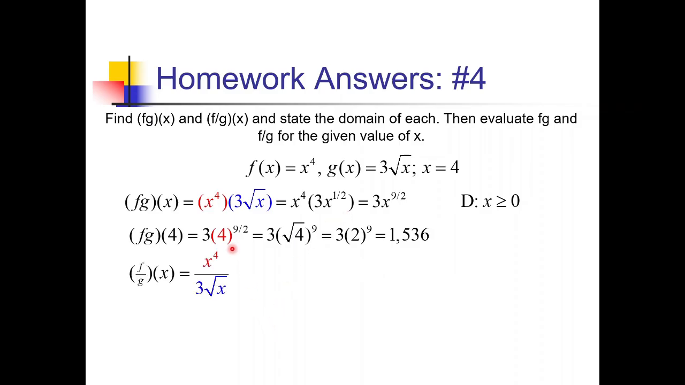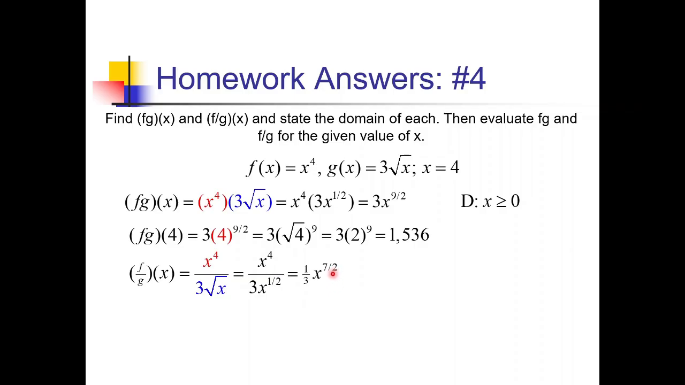Now let's go and divide these two things instead of multiplying. So we've got x to the 4th over 3 radical x, or x to the 4th over 3x to the 1/2 again. And this time we've got 8 halves minus 1/2, so that's 7 halves. And we've got a 3 underneath all that. So we can call this 1/3 x to the 7 halves.